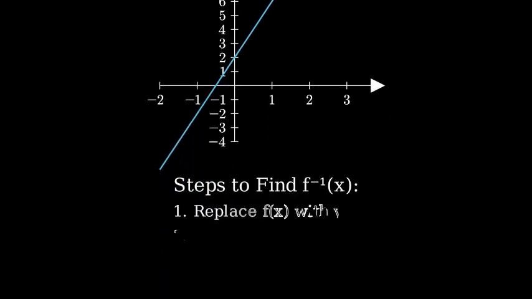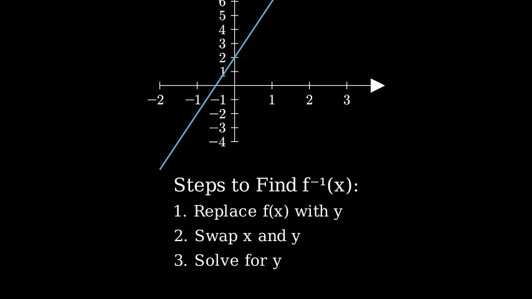To find the inverse function, we follow these steps. First, replace f of x with y. Then swap x and y. Finally, solve for y to get the inverse function.